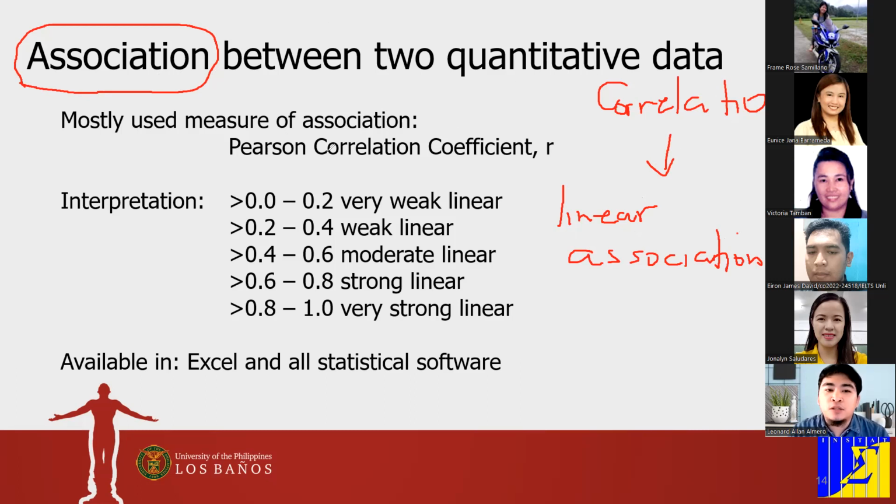So that's why po itong Pearson correlation coefficient na lagi nating ginagamit kapag we have two quantitative data, ang interpretation po niyan ay laging may nakalagay na linear. Clear po ba yon? Paki-thumbs up po kung nakuha yon.